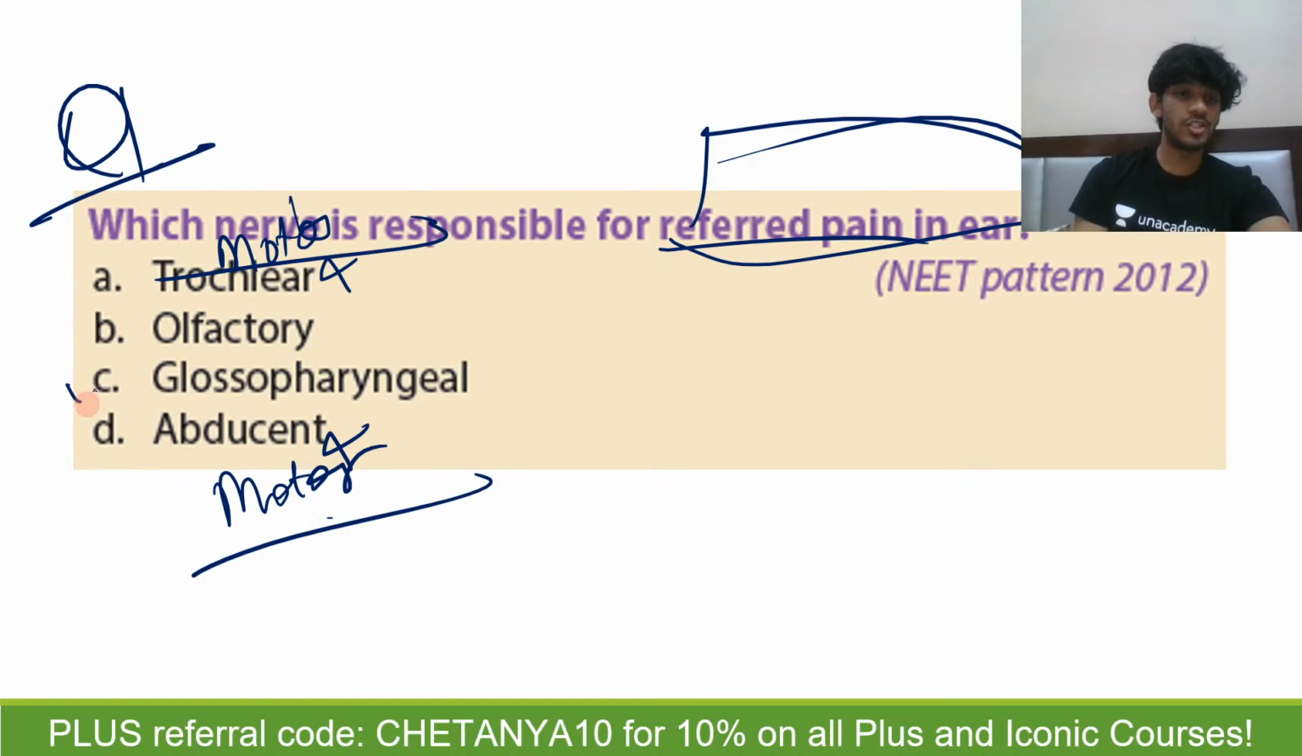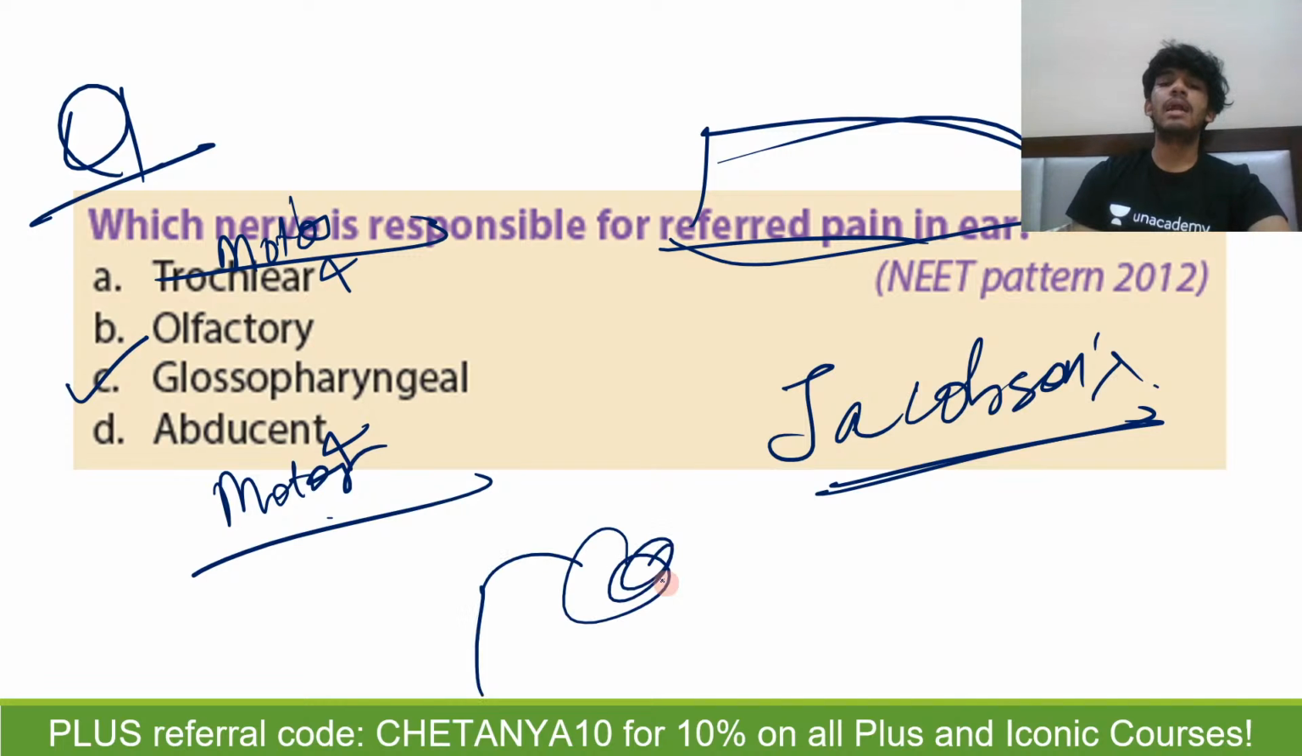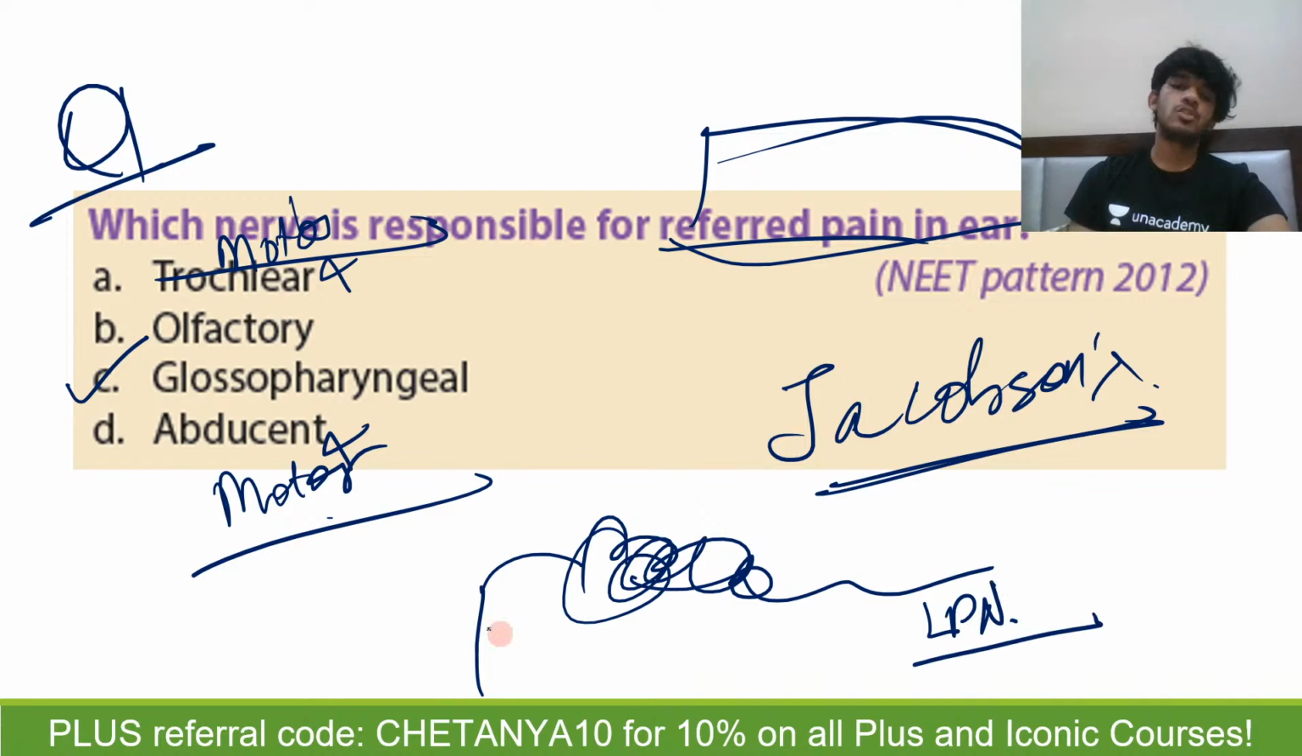The answer is glossopharyngeal. Remember, there was a Jacobson's nerve. I told you that it forms a plexus over the middle ear, and that plexus then leaves as the lesser petrosal. That is because of the glossopharyngeal nerve. So it also has some sensation coming from the glossopharyngeal nerve. Yes, Vigneshwaran has given the right answer. The answer is glossopharyngeal.